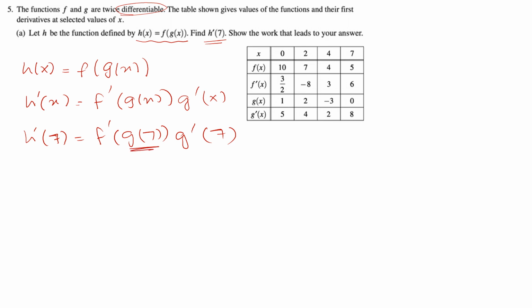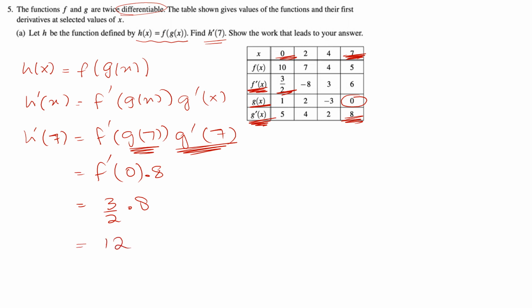Now g of 7, have a look. Where is g of 7? So here is g of x, and here is the 7, and the value at 7 for g of 7 is 0. So here you write 0. Now g prime of 7, it means g prime is here, 7 is here, so the value is 8. But here it is f prime of 0. So what is f prime of 0? At f prime of 0, the value is 3 by 2 times 8. If you write it in the calculator, it will give you 12. So this is how we get our answer.